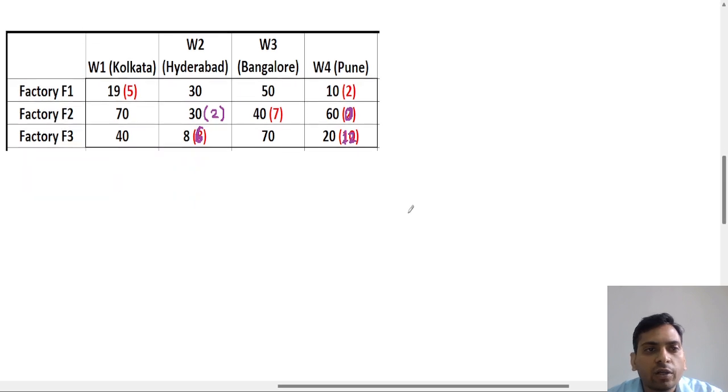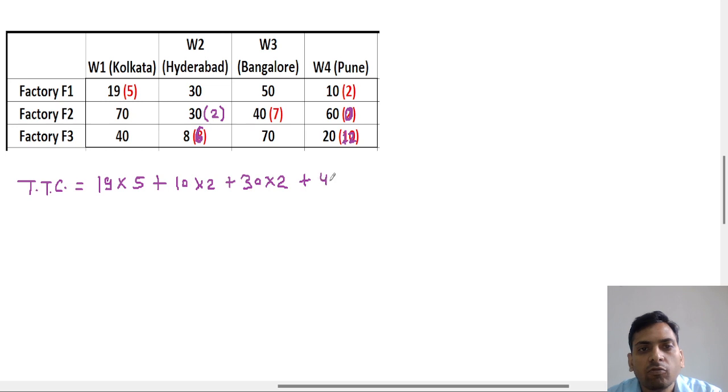Now we will find total transportation cost, TTC. So 19 is cost per unit and 5 units are dispatched. So next is 10 into 2. Next is 30 into 2. Next is 40 into 7. And next is 80 into 8 into 6. And next is 20 into 12. So total transportation cost, you will see this as 743.